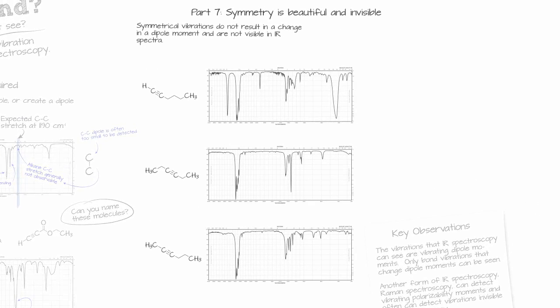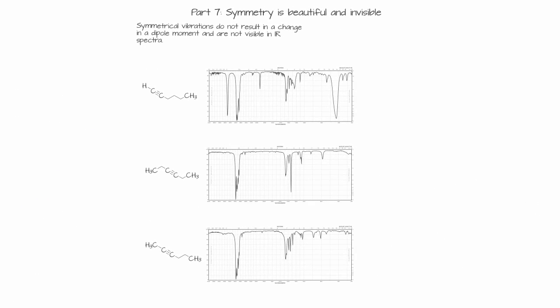So if a stretch is symmetrical, it will tend to vanish in the IR. Let's look at this terminal alkyne. Very easy to see. We have the strong sp-hybridized CH stretch, and we see, of course, the carbon-carbon triple bond stretch, the sp-hybridized alkyne stretch, and a very characteristic signal is the CH bending in alkynes. All of these are very easy to spot for a terminal carbon-carbon triple bond. But if that is in the middle of the molecule, it vanishes.